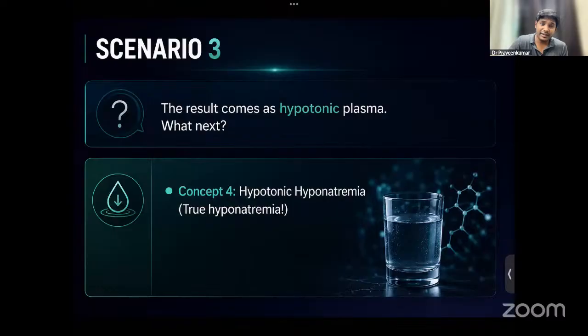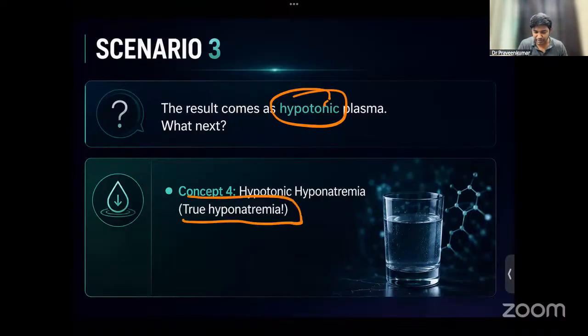Now you get the third scenario where you get what you expect. You had a patient with hyponatremia. You did serum osmolality, and serum osmolality comes as hypotonic plasma. So this is the actual scenario, which we call true hyponatremia, which is hypotonic hyponatremia.